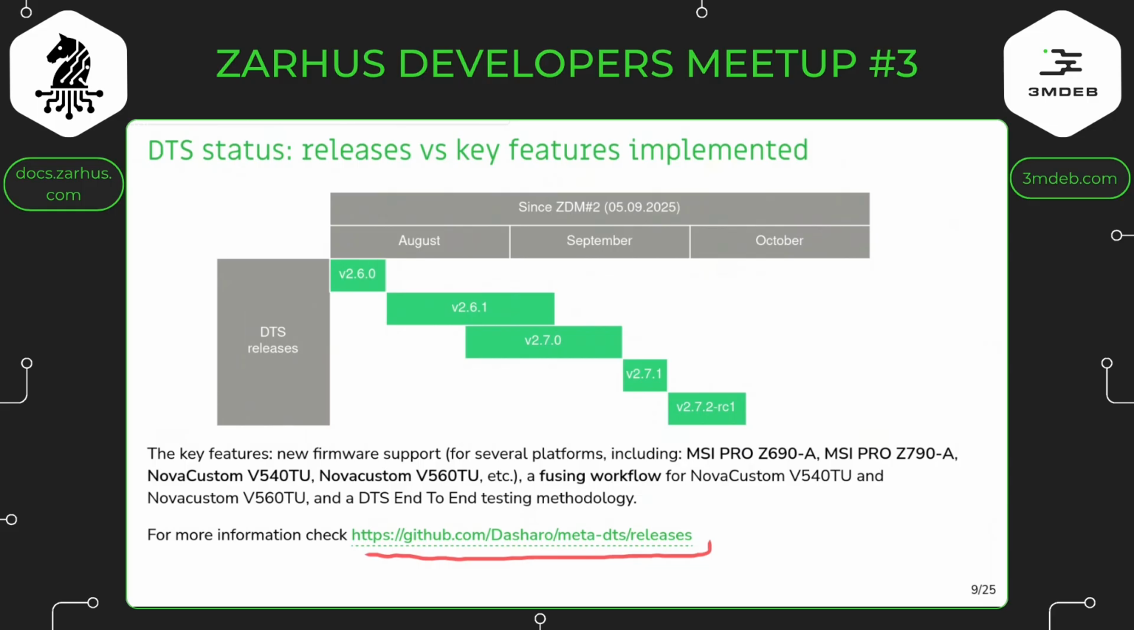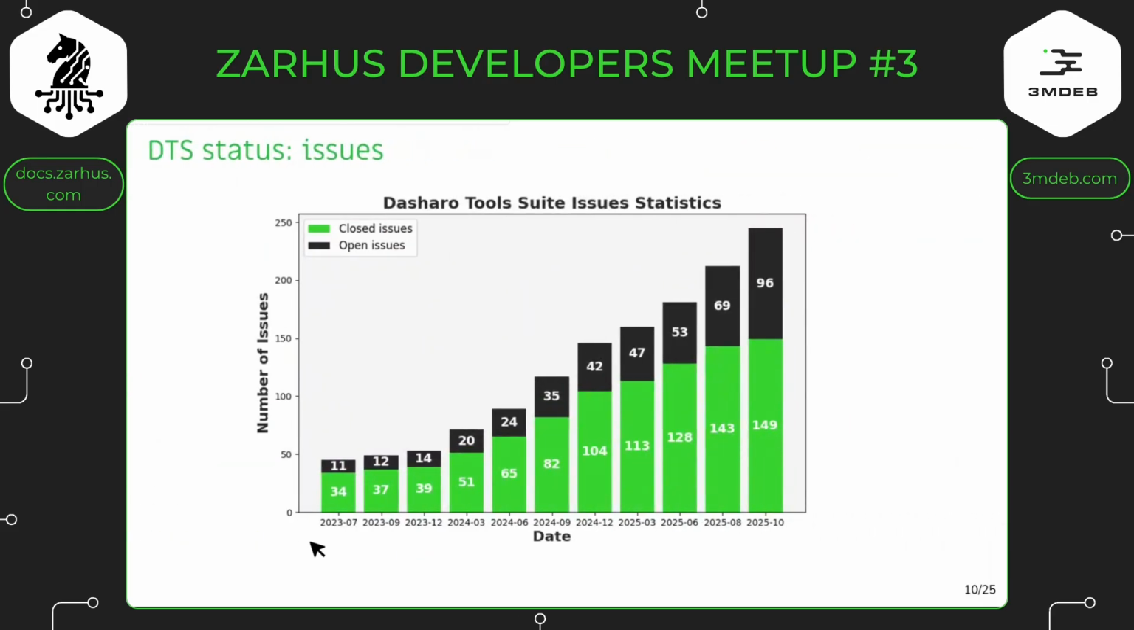Yes, and here are some statistics about issues. Since the second edition of the ZDM, we had quite a jump in the issues here. Most of the issues are related to enhancements and feature requests because we are doing some major changes in the test. I will mention it later. But some of them, of course, are bugs that we have to fix.